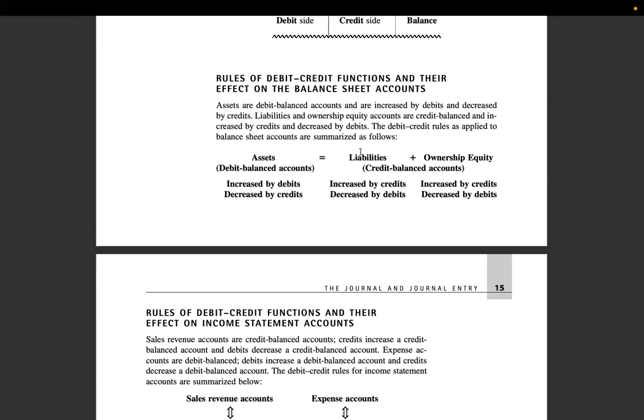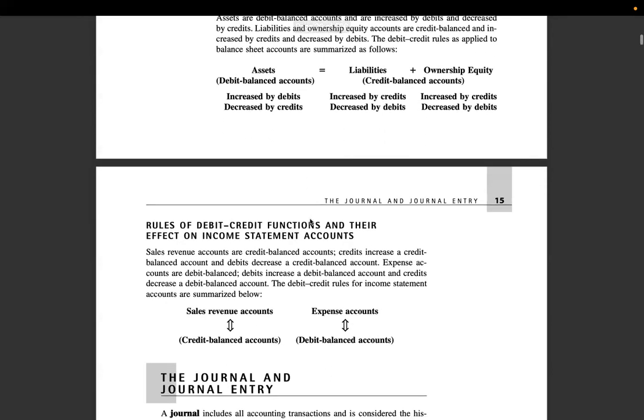A credit to this one is a debit to this one. Equivalent, am I right? A debit to this one is a credit to this one. Making sense to you? Because it's sitting on a different side of the equation. You know.